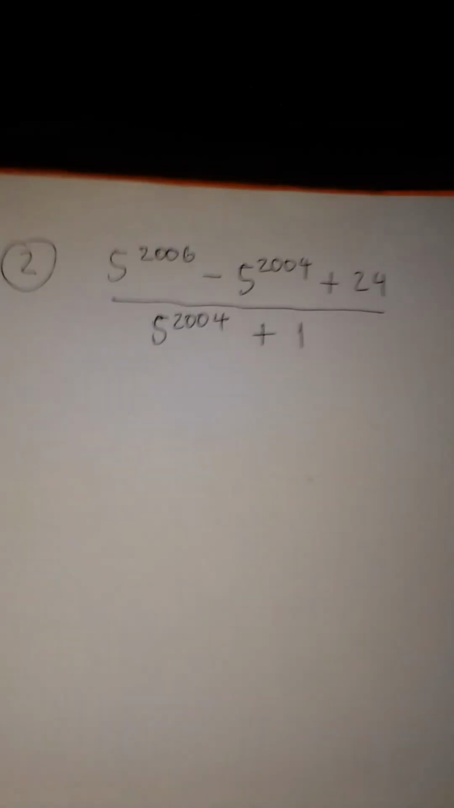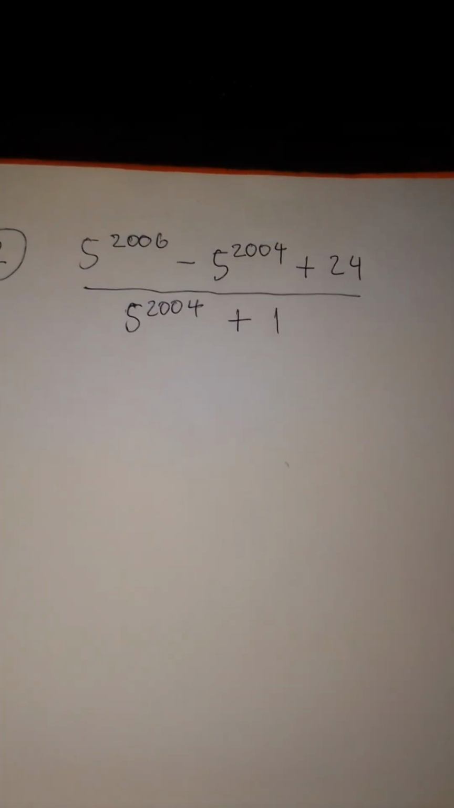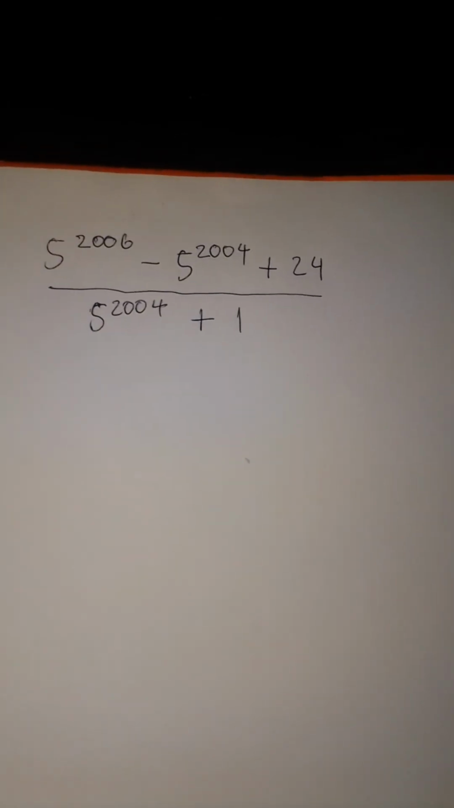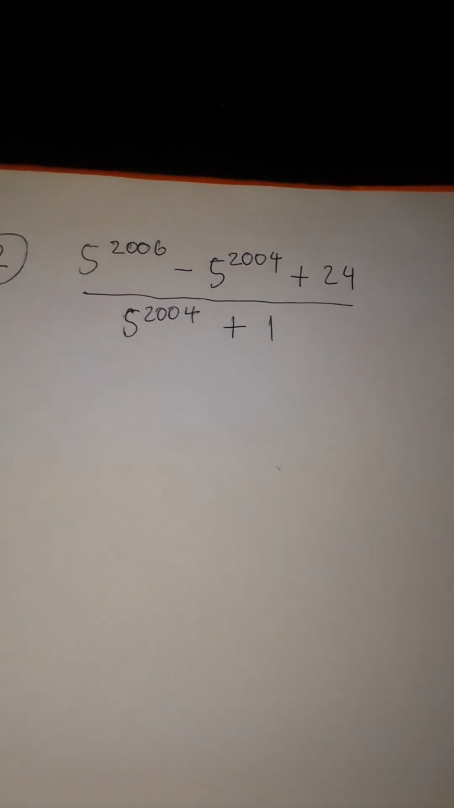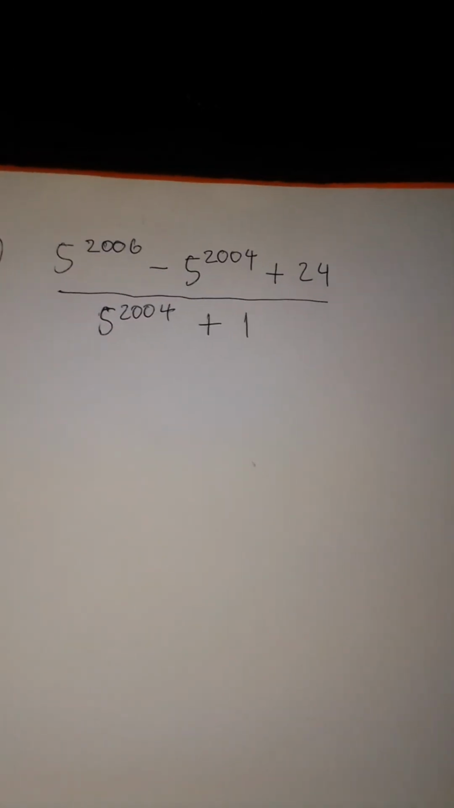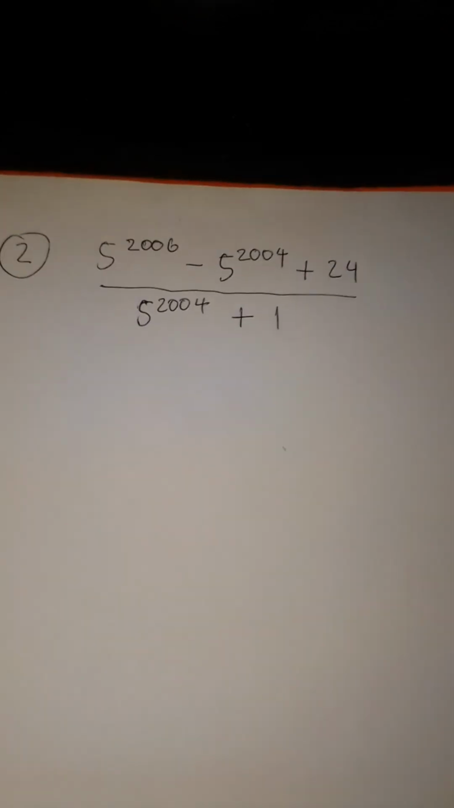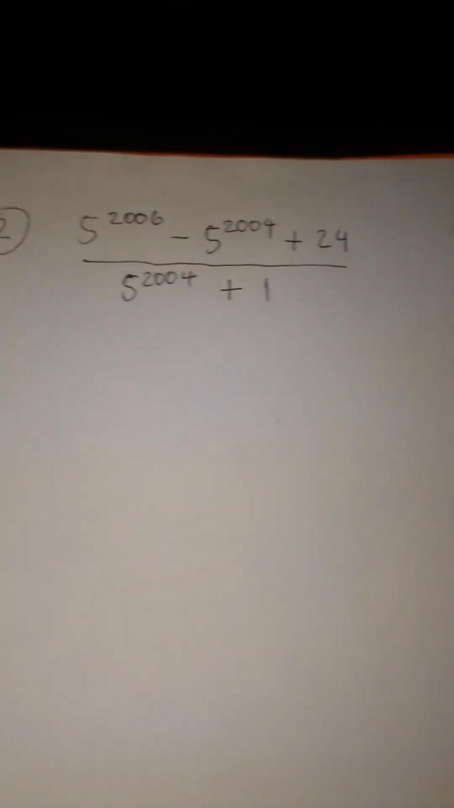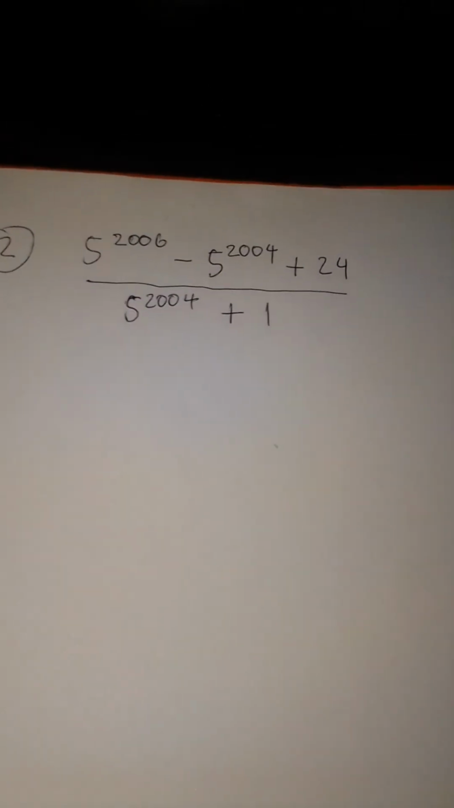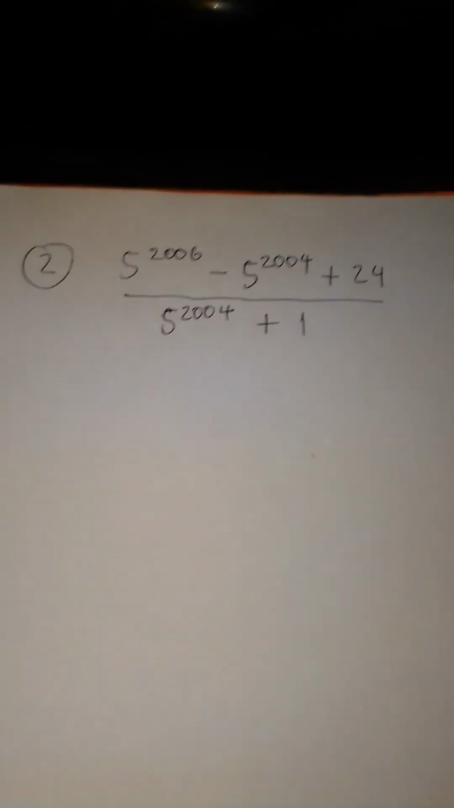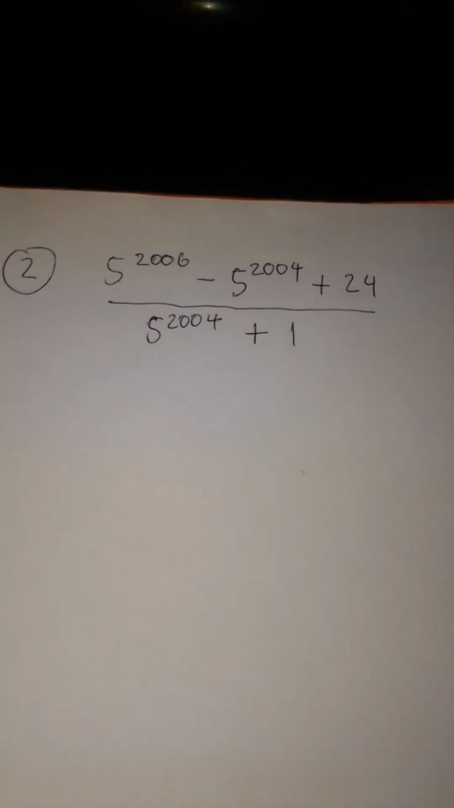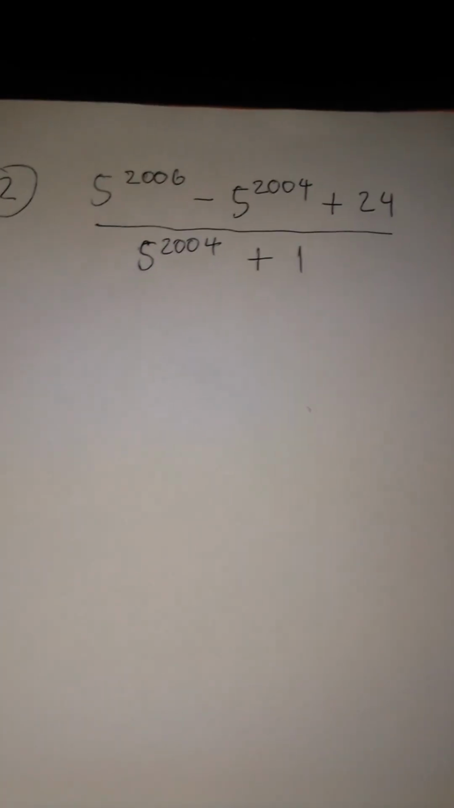So question 2, we have 5 to the power of 2006 minus 5 to the power of 2004 plus 24 over 5 to the power of 2004 plus 1. This question requires that we do not use a calculator, so we're going to do it by ourselves. As you can see, the numbers have exponents, so it's an exponential expression, and we're going to apply our exponent laws where possible to solve this problem.